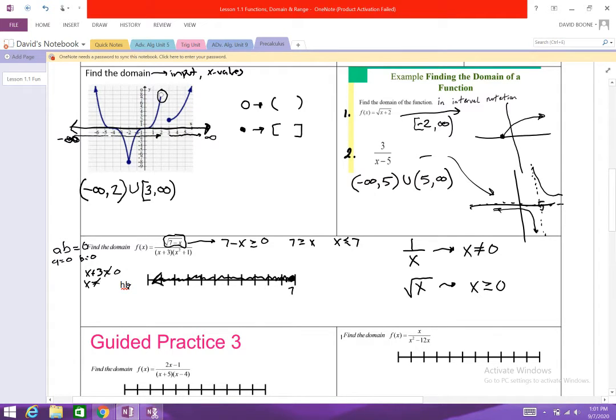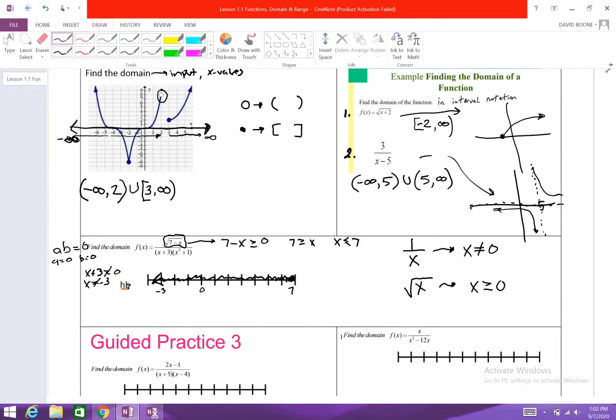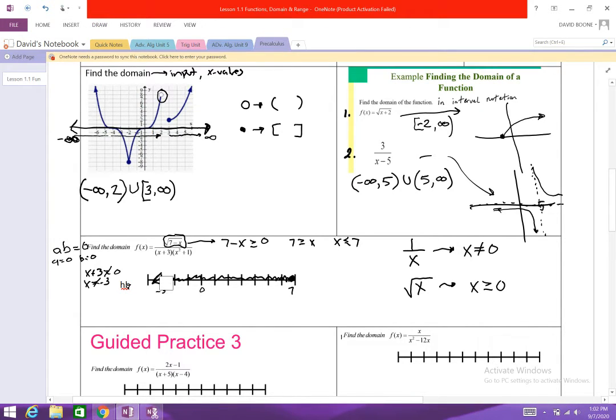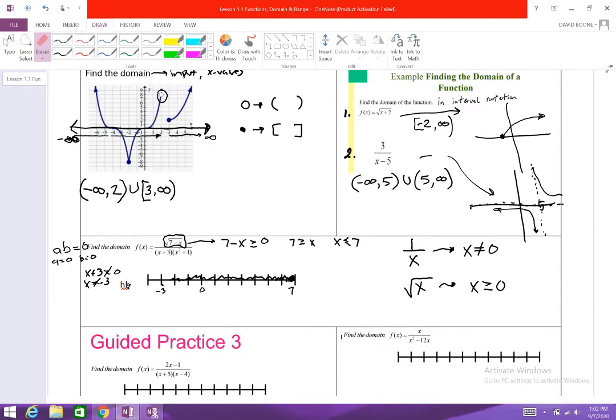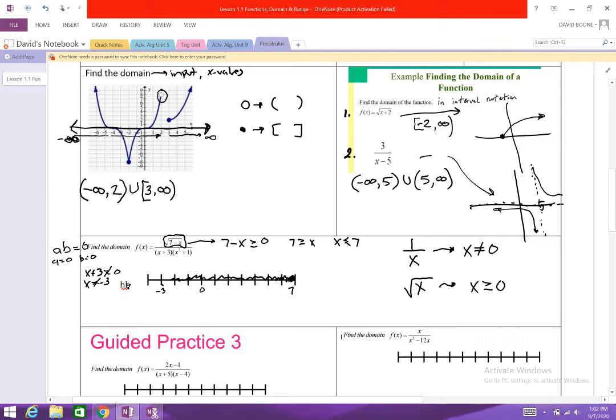X can't be negative 3. So I'm going to go back into here, 6, 5, 4, 3, 2, 1, 0, negative 1, negative 2, negative 3. There's negative 3. I can't have that there. So I'm going to go in here, put a little open circle there. And then right here, I can't be negative 3. But again, I could still be up to that, and I could still be down to here.